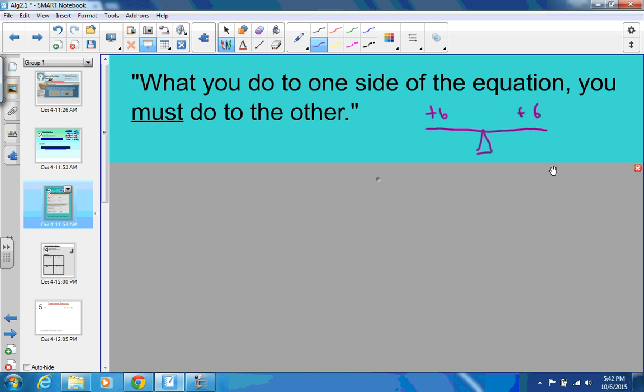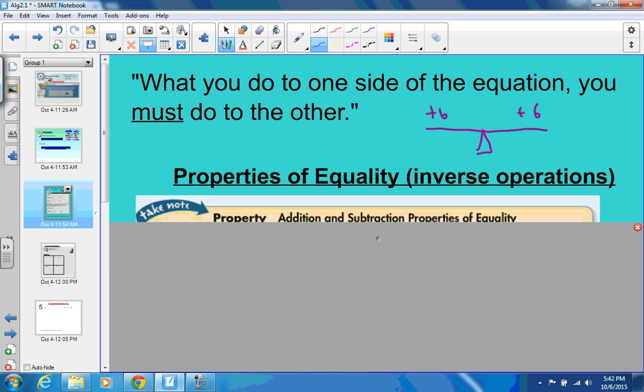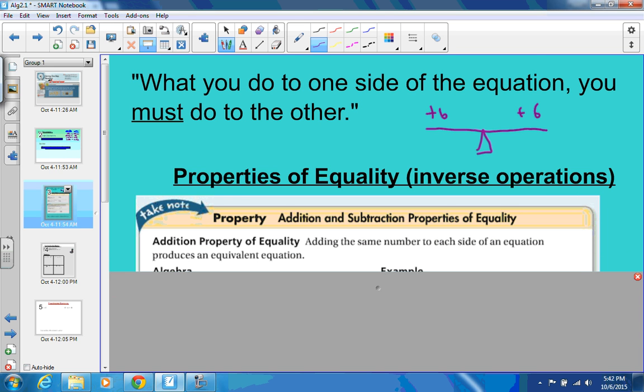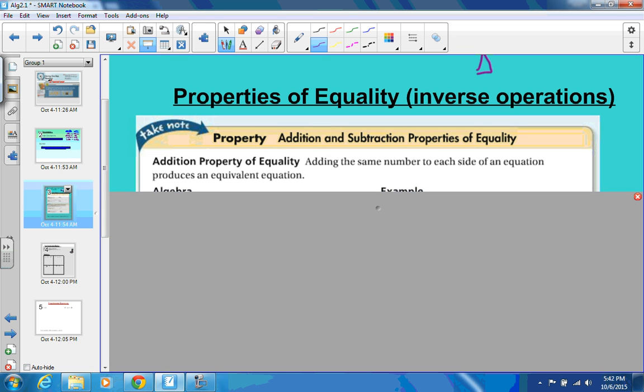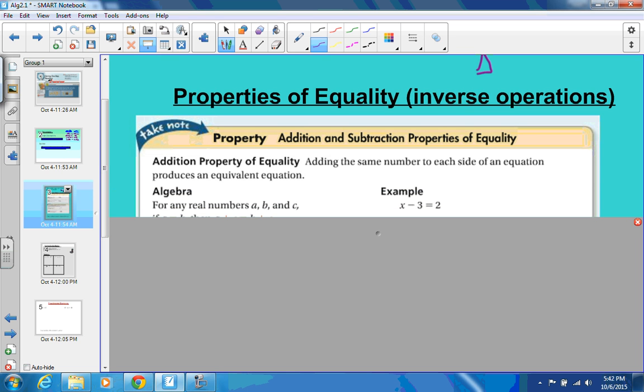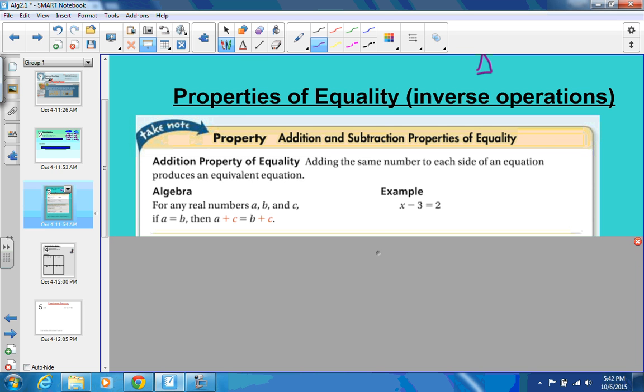All right? So, some legal operations that you can do to both sides are right here. These are the properties that we're going to talk about first. If you want to write these down, you can. I'm not going to. That's up to you. These examples are great. I would definitely write down the examples. But the first one is called the addition property of equality. The addition property of equality basically says adding the same number to each side of an equation produces an equivalent equation. So meaning that both sides are still going to be the same.